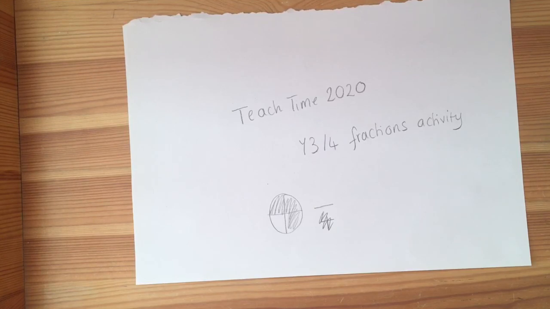So spend 10 to 15 minutes if you want on today's activity. You could spend 20 if you're keen. But then have a go at looking at fractions around the house. Try sorting some sweeties that you might have if your mum or dad let you.